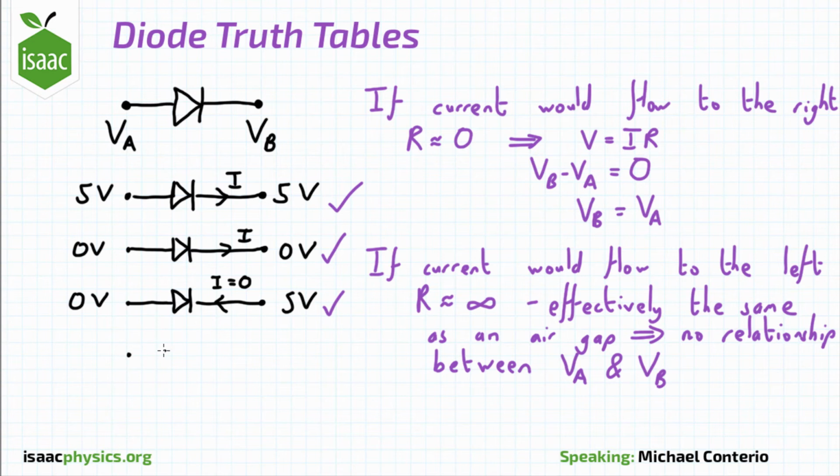If the left hand side is at 5 volts and the right hand side is at 0 volts, you would expect current to flow to the right. This means that the two potentials should be the same, so this is not a situation which can occur. The potential at the right will change until it reaches 5 volts.